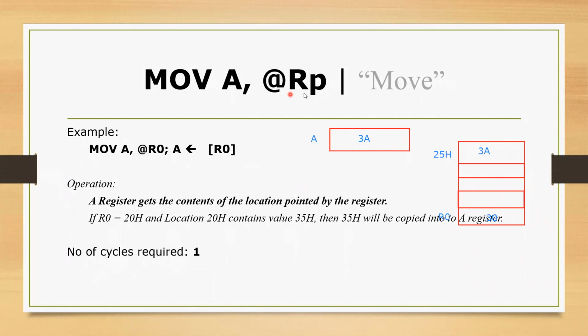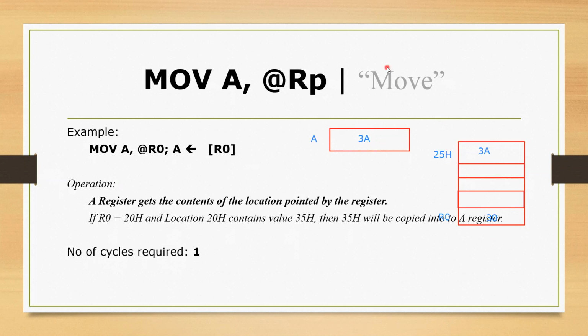So move A comma @Rp. Here we use indirect addressing mode. The @ symbol indicates that it's indirect addressing. In indirect addressing, the register acts as a register pointer. That means the content of this register will be a memory location, and from that memory location we are copying data to the accumulator register.